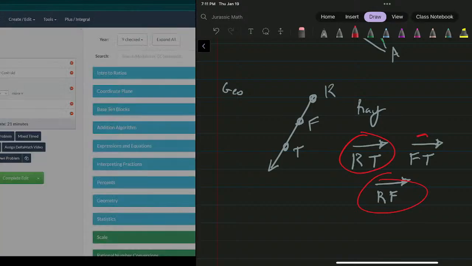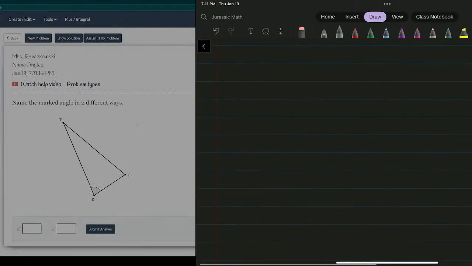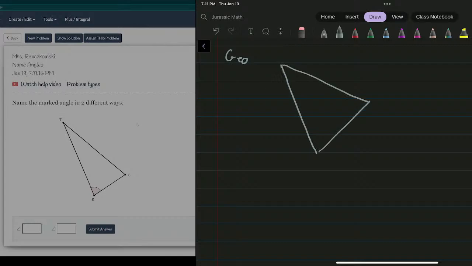So next up, naming angles. Once again, 10th grade geometry problem. If you have an algebra or math 3 question, please feel free to send me a message on Remind, and I will be more than happy to do it. So, geometry is all about drawing. They gave us a triangle, RST, and they want us to name this angle down here.